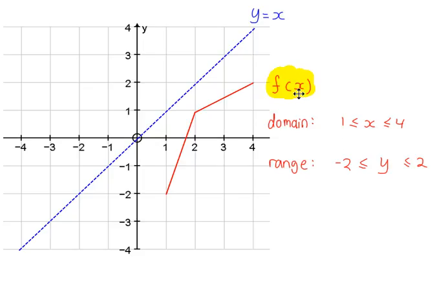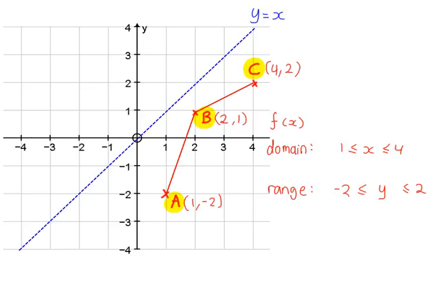So the domain, so along the x-axis, x can be more than or equal to 1, but less than or equal to 4. And the range along the y-axis, y has to be more than or equal to minus 2, and less than or equal to 2. Here are 3 points on our function.